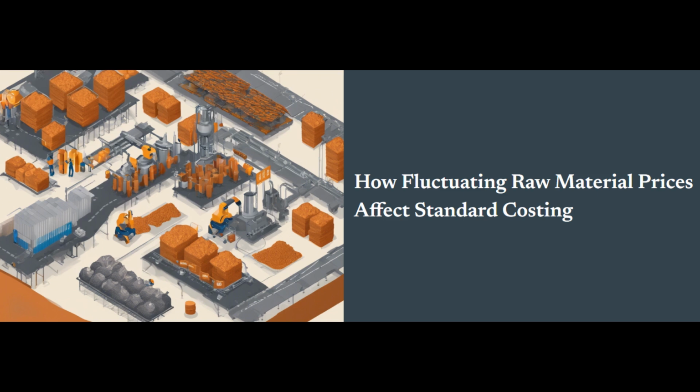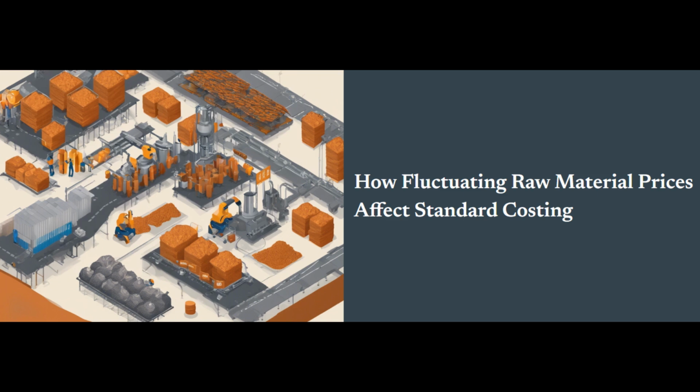Whether it's the price of steel for an auto manufacturer, the cost of lumber for a furniture maker, or the price of cocoa beans for a chocolate producer, changes in raw material costs can have a major impact on a company's bottom line. If these changes are not properly accounted for in the standard costing system, it can lead to large variances, inaccurate product pricing, and suboptimal decision making.